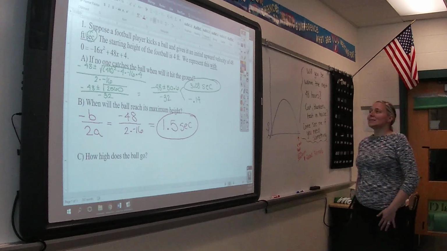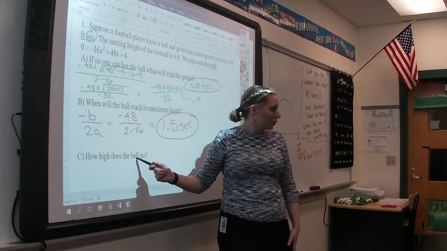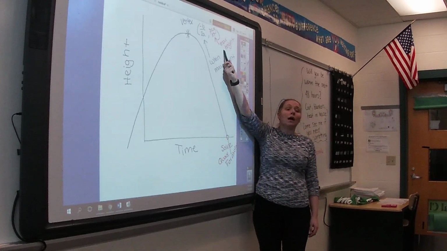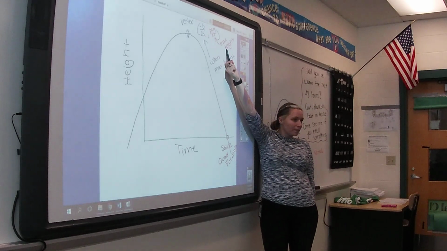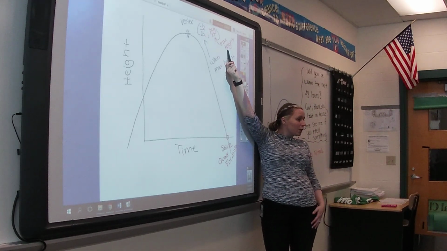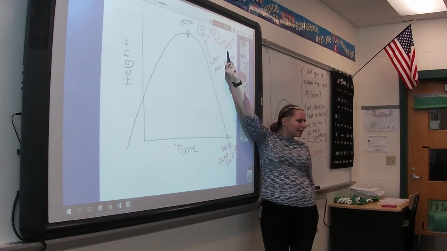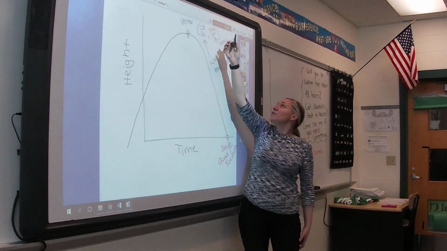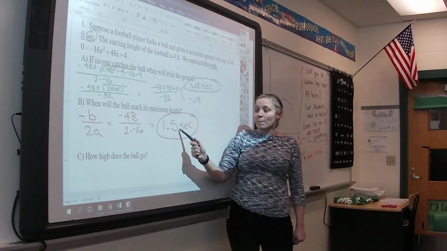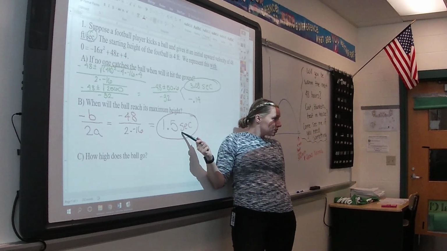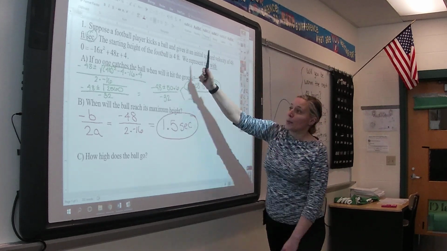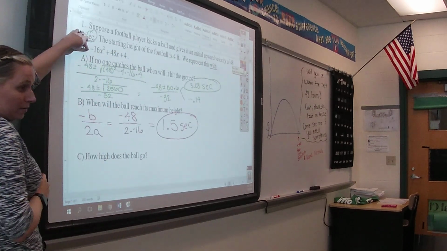Okay, part C says, how high does the ball go? So what's the maximum height of the ball? Well, what are we going to do to calculate the maximum height of the ball? Plug it back into the original equation. What are we going to plug back into the original equation? The negative b over 2a, because we find our y value by using our x value. So we're going to plug this 1.5 back into our original equation.